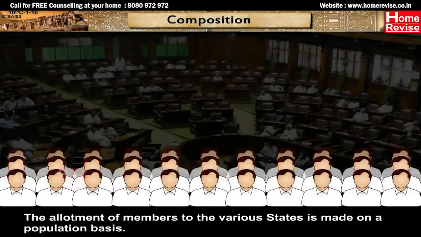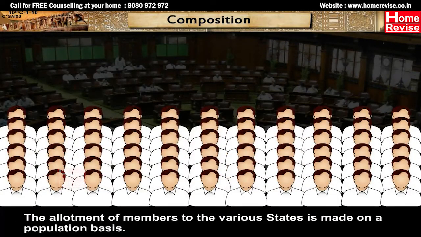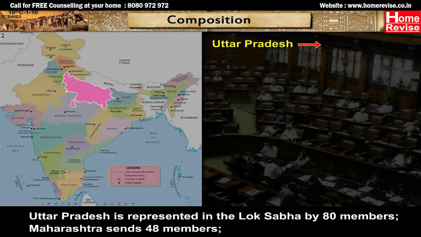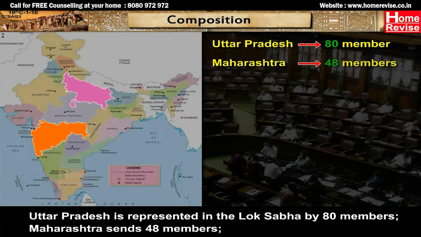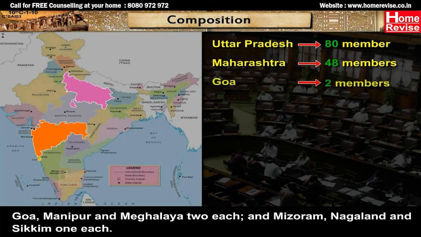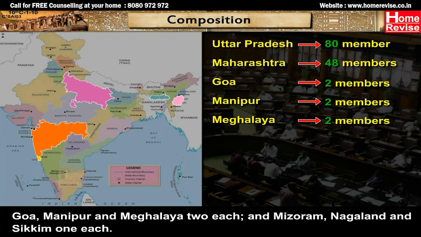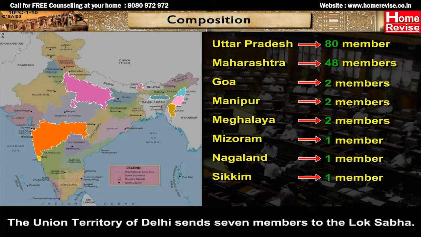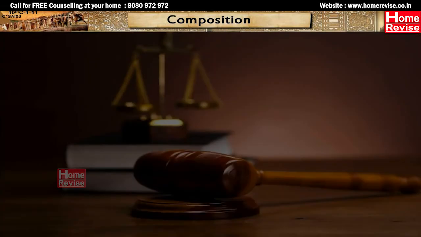The allotment of members to the various states is made on a population basis. Uttar Pradesh is represented in the Lok Sabha by 80 members. Maharashtra sends 48 members. Goa, Manipur and Meghalaya 2 each, and Mizoram, Nagaland and Sikkim 1 each. The Union Territory of Delhi sends 7 members to the Lok Sabha.